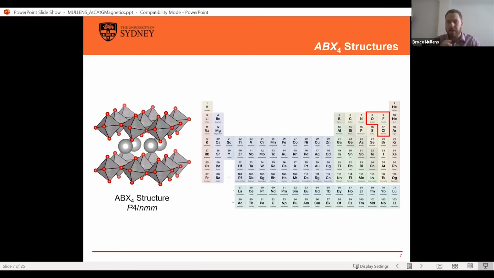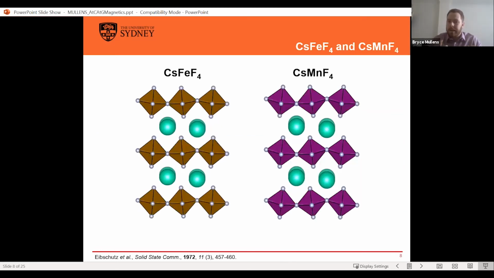We're usually looking at either oxygen, fluorine, or chlorine, even though chlorine's a little bit too big. What's important about this is that we can change our Jahn-Teller distortion based on the strength of our anionic or spectroscopic ligand. The reason why this is so important is because if we take two samples like how I have done here, on the left we've got cesium iron fluoride, and on our right we've got cesium manganese fluoride, we can see that these two samples are isostructural.